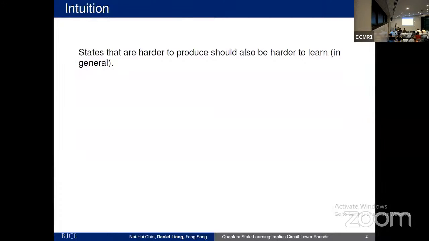And so basically, using this language, I want to talk about this one bullet point intuition, which is that states that are harder to produce should be harder to learn in general. And this basically follows from what we know about classical Boolean functions, in that Boolean functions that are more expressive, that are more powerful, should be harder to learn.